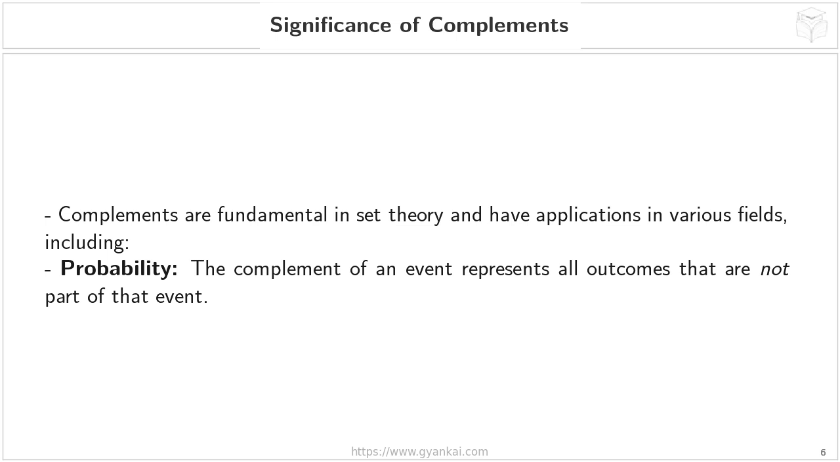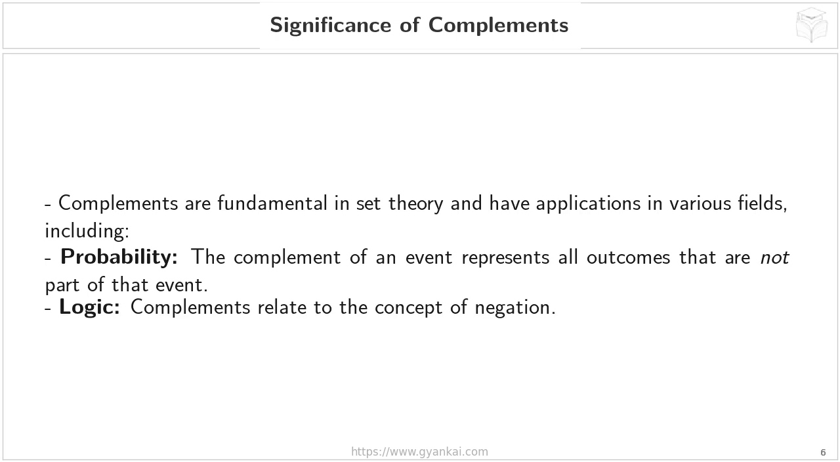First, in probability, the complement of an event is incredibly useful. Think about it this way. If you're calculating the probability of something happening, the complement represents the probability of that thing not happening. So, if you want to know the chance of rolling a 6 on a die, the complement would be the probability of not rolling a 6, meaning rolling a 1, 2, 3, 4, or 5. Together, the probability of an event and the probability of its complement always add up to 1, or 100%, representing all possible outcomes.